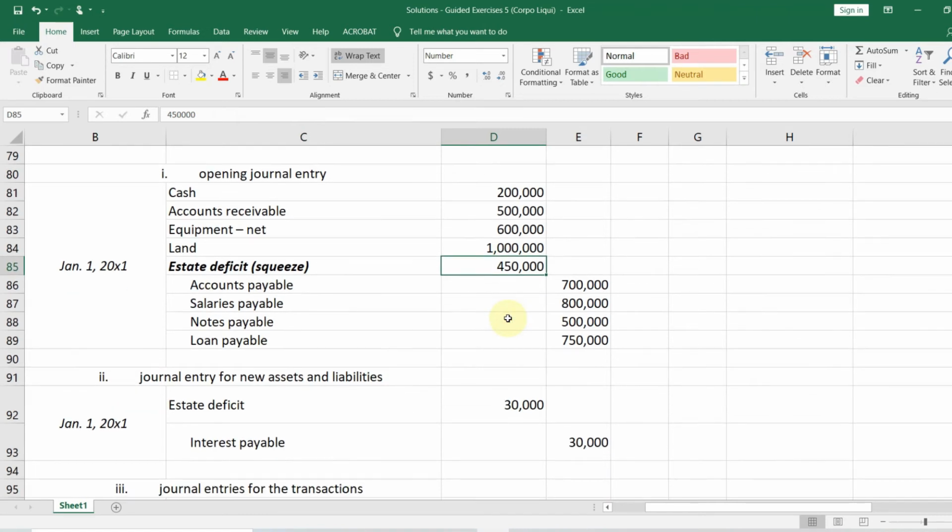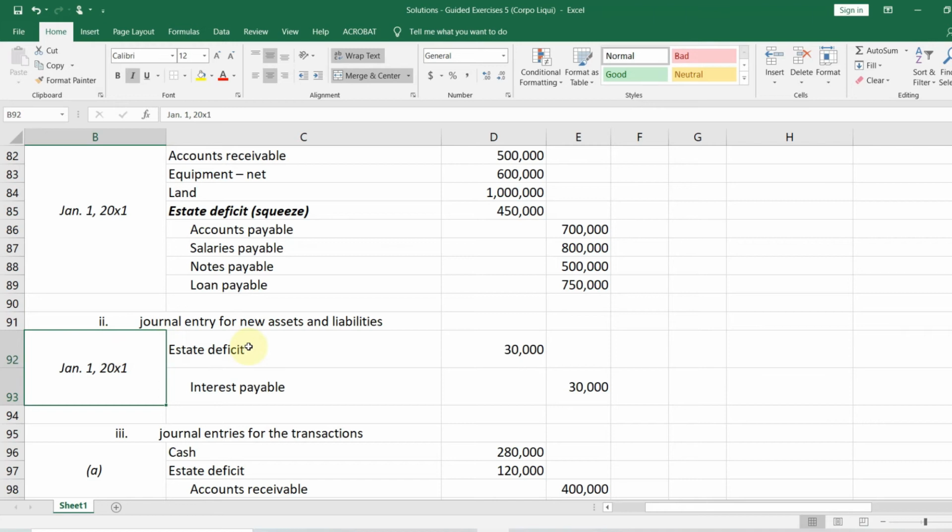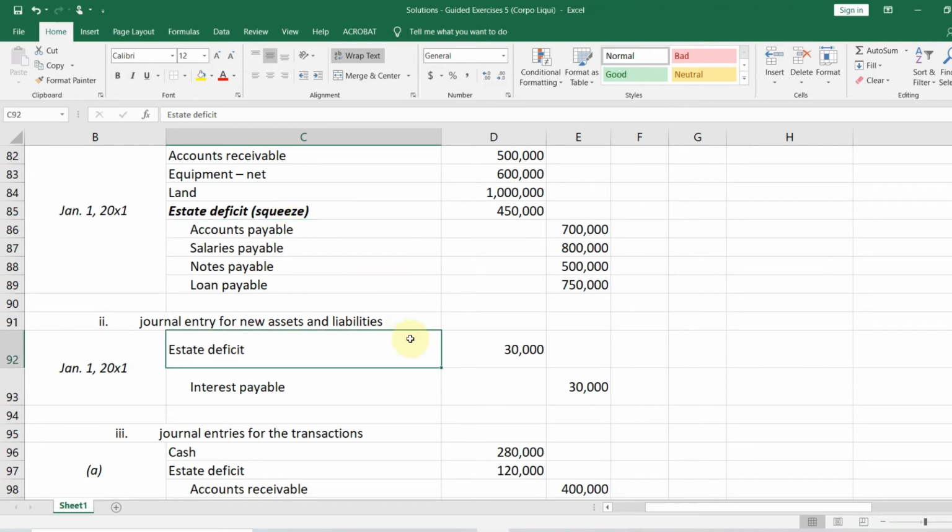Next is the journal entry for the new assets and liabilities. What is newly recognized is actually the interest of 30,000 that is expected to be paid on the loan payable. So how do you record it? You debit estate deficit because it adds to what will be paid, and you already have a deficit, so you still have to pay more. 30,000 debit. And then credit interest payable 30,000. So there is no additional asset, only liabilities were added.